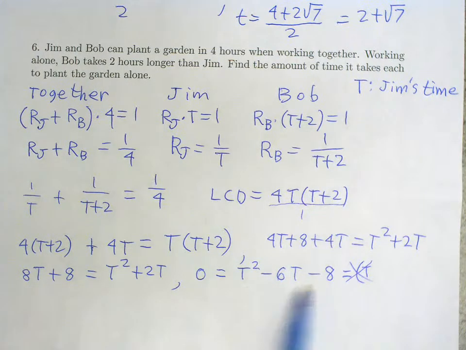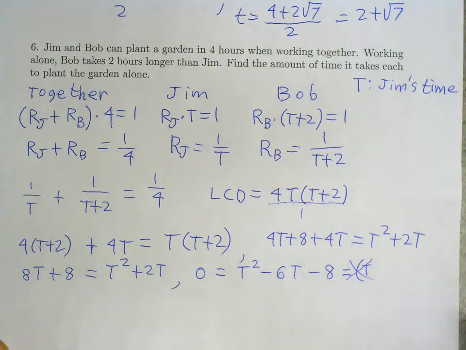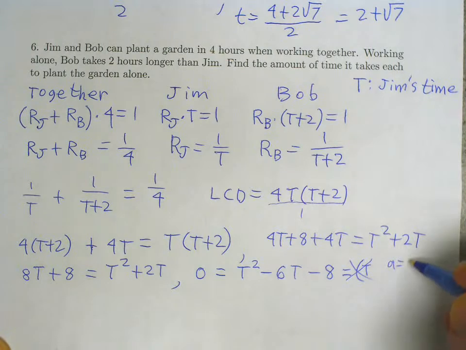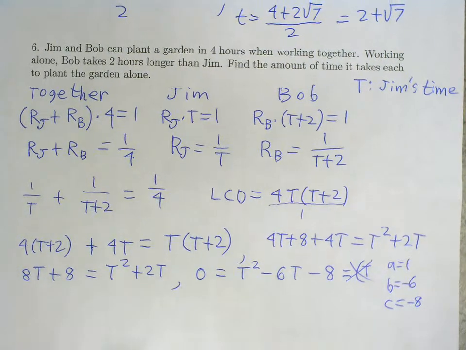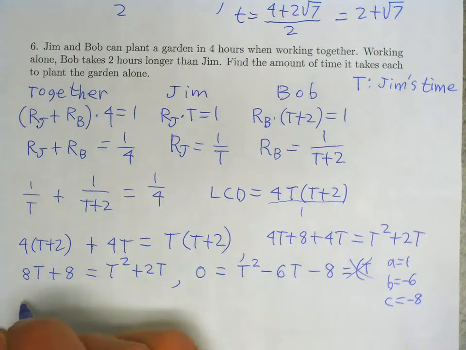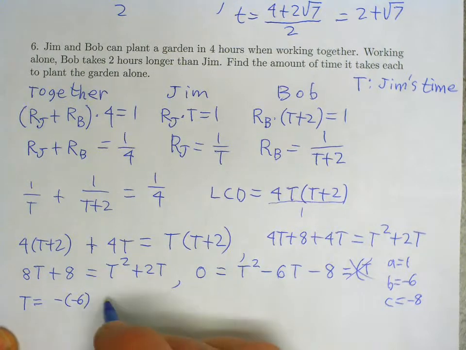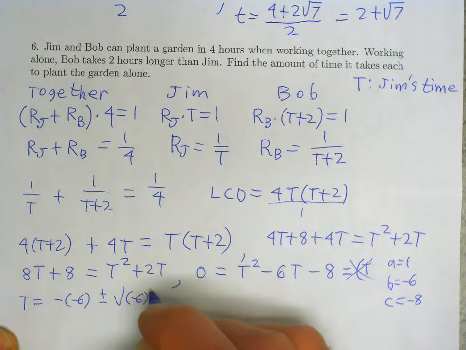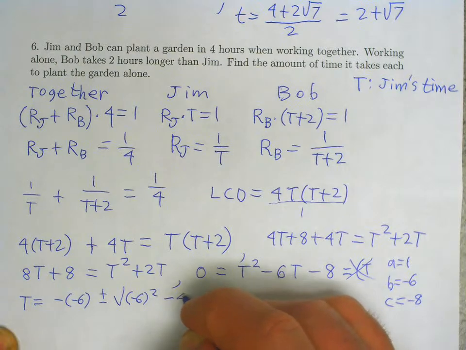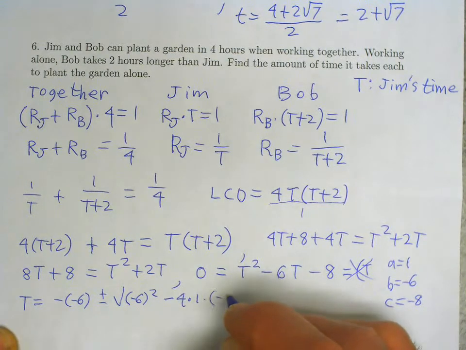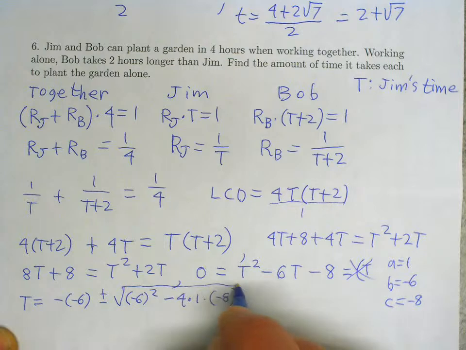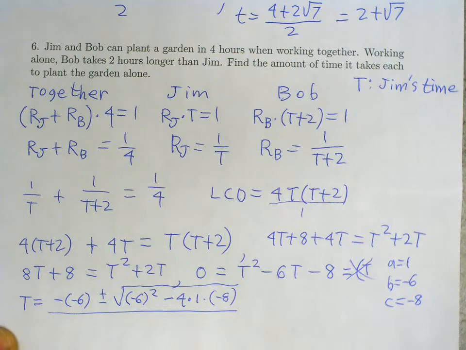Anyway, let's use the quadratic formula where A is 1, B is -6, and C is -8. Okay, so t equals the negative of -6 plus and minus the square root of the number -6 squared minus 4 times 1 times -8. This is all divided by 2 times 1.